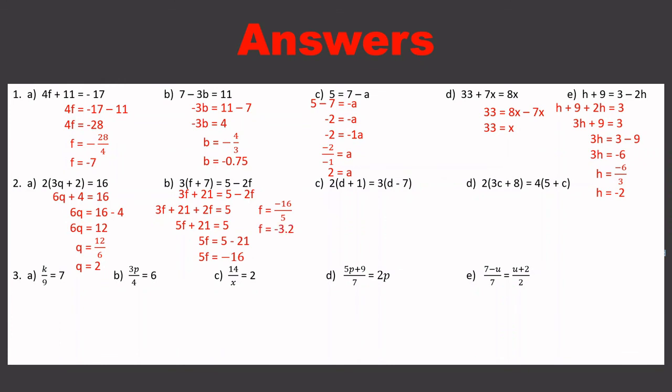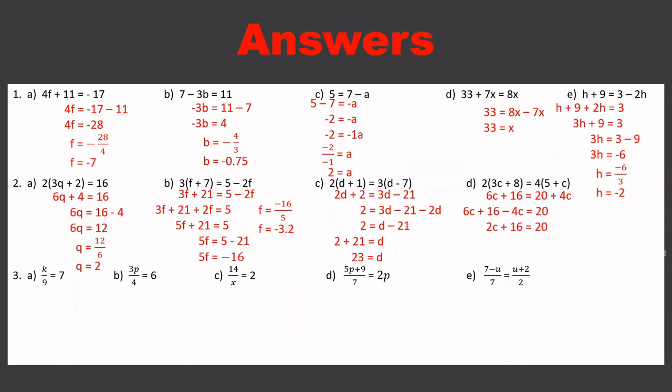Question C, brackets on both sides. Let's expand both of those brackets out. Move the smaller variable term. Group like terms. Now let's get that variable on its own. Question D, expand those brackets out to simplify both sides. Move the smaller variable term. Group like terms. Get the variable on its own.